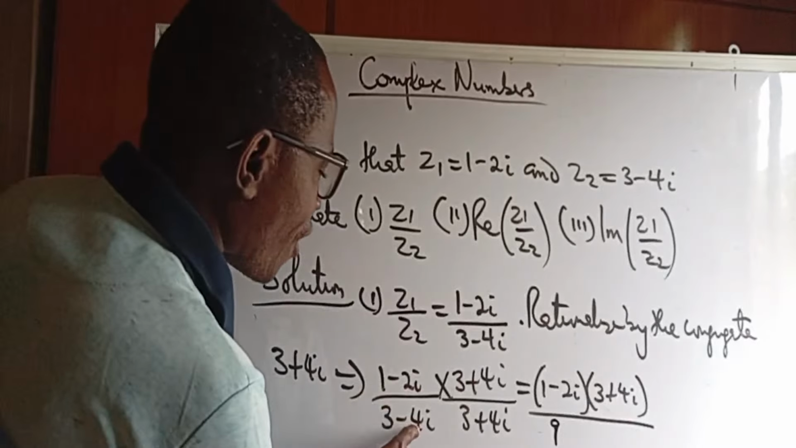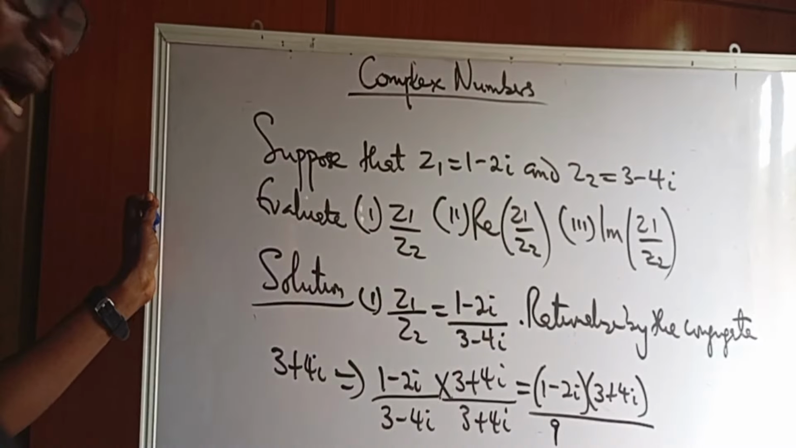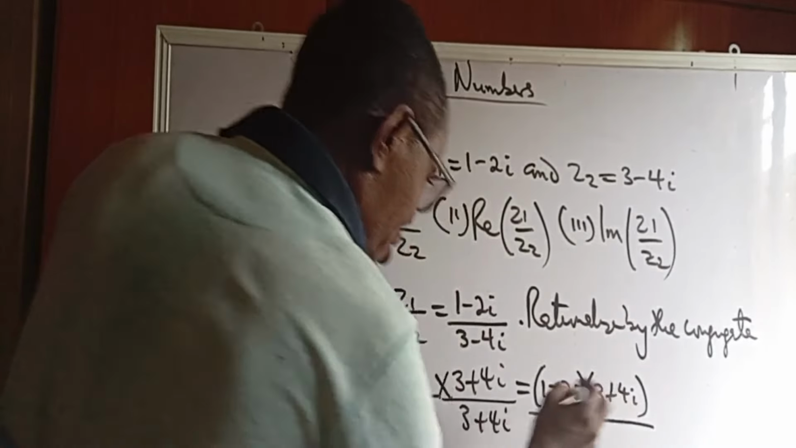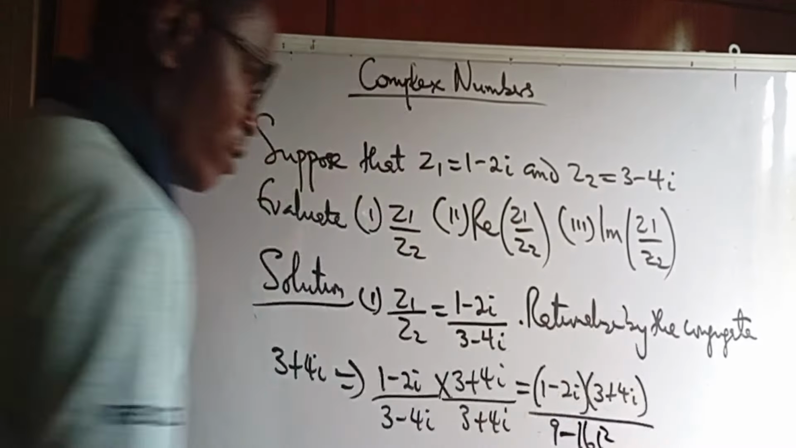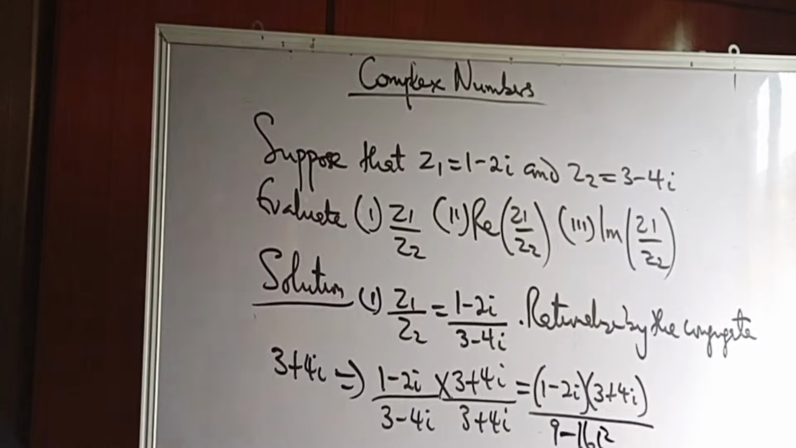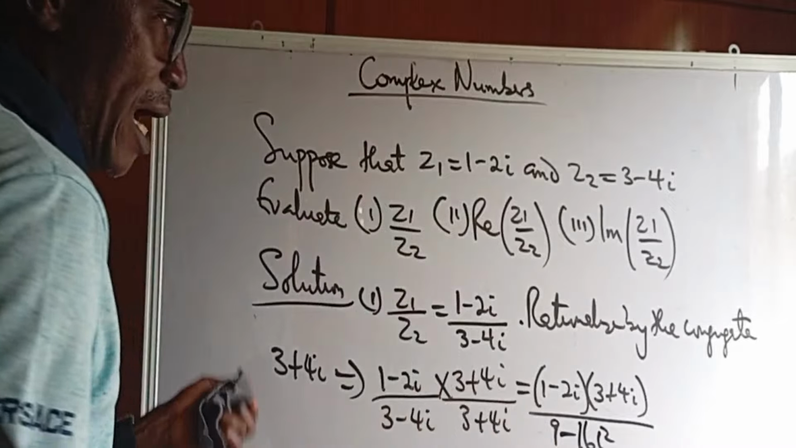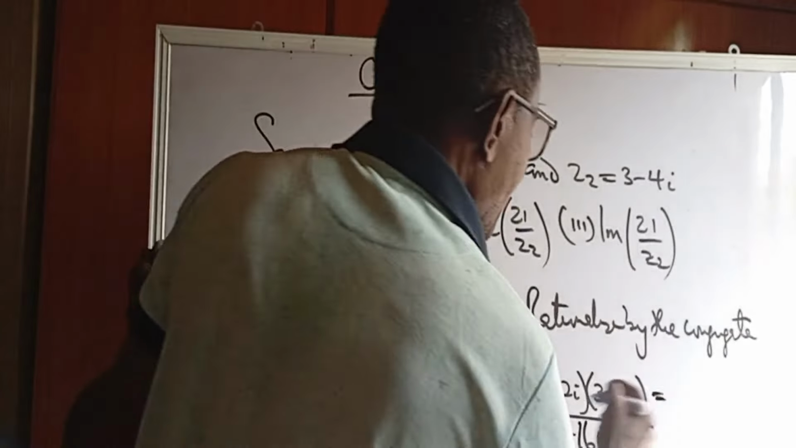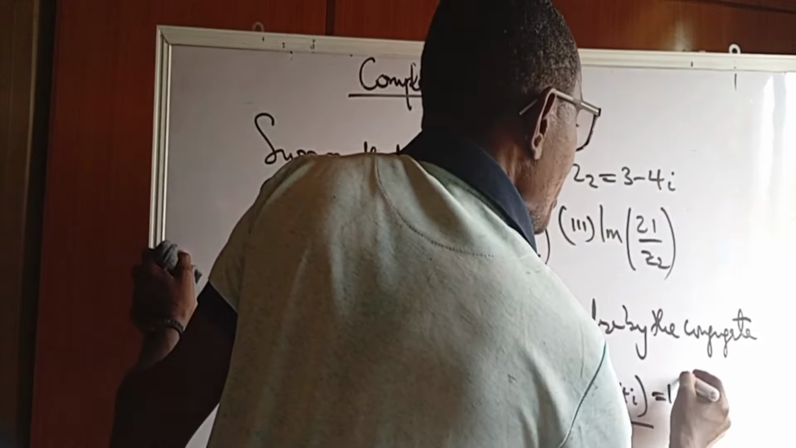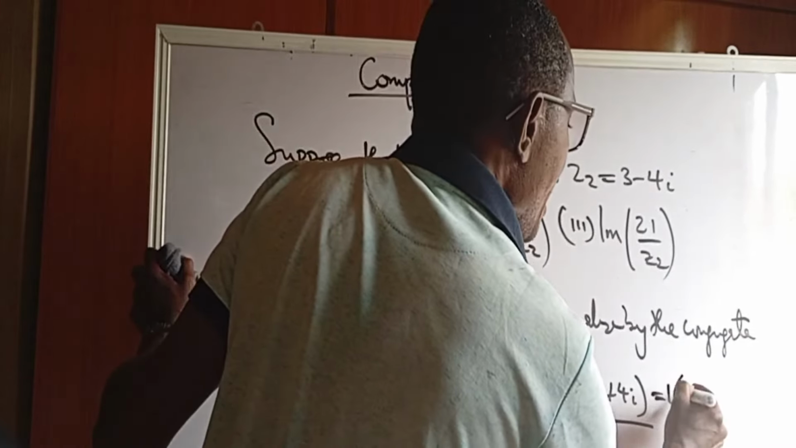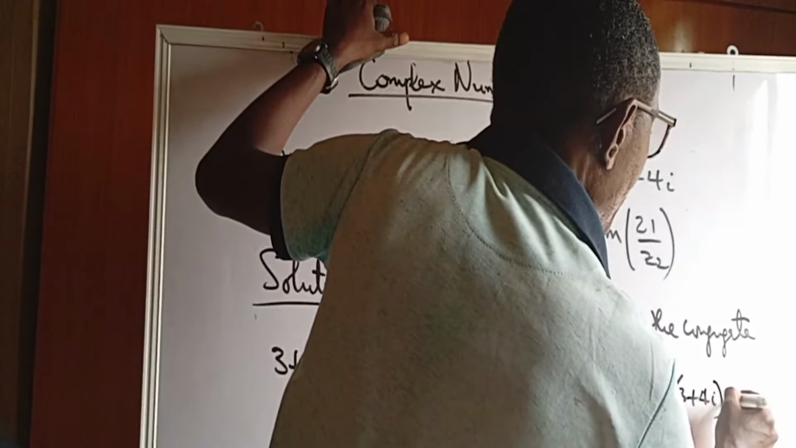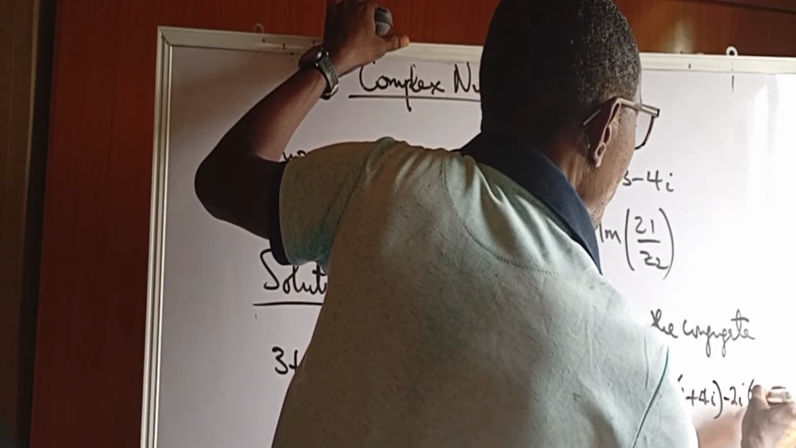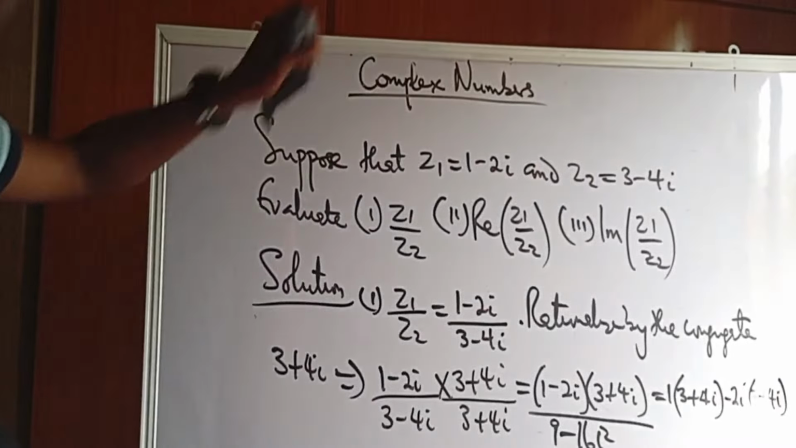Now, minus 4i multiplied by plus 4i. Minus times plus is minus. 4 times 4 is 16. i times i is i squared. Don't expand further. That's just it. Now we are going to have what? You can split the numerator: 1 times 3 plus 4i, then you have minus 2i left, minus 2i times 3 plus 4i. Can you see that?